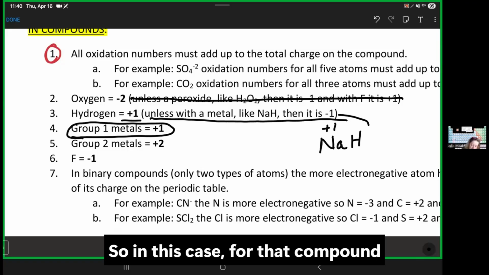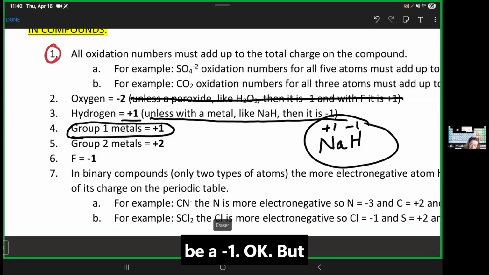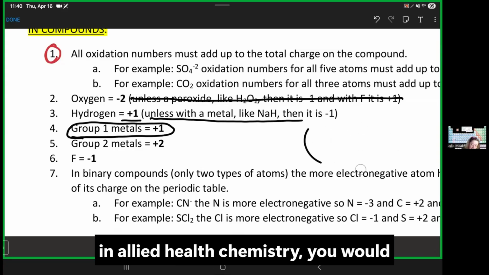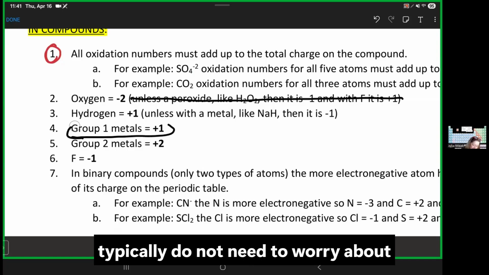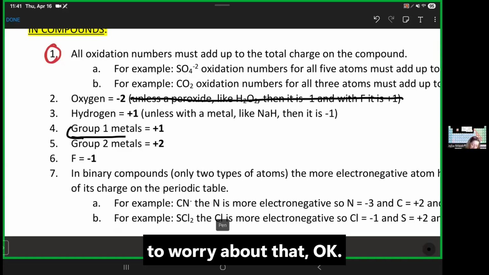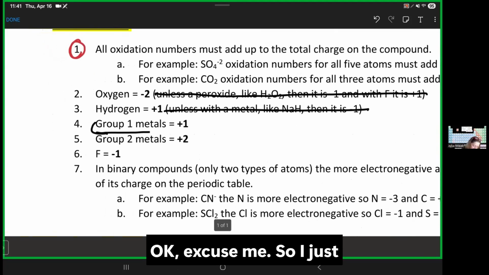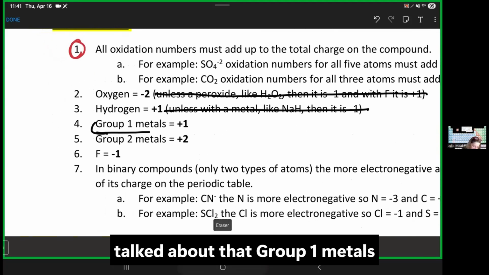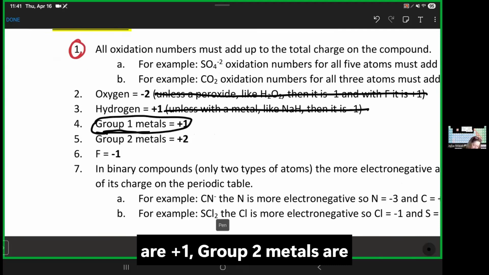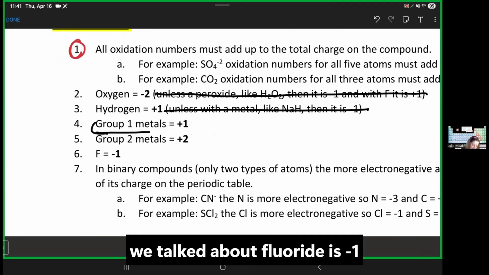So in this case, for that compound to equal 0, the hydrogen has to be a -1. But in allied health chemistry, you typically do not need to worry about that. In general chemistry, you will need to worry about that. So I just talked about that group 1 metals are +1. Group 2 metals are +2. You already know that. And we talked about fluoride is -1.